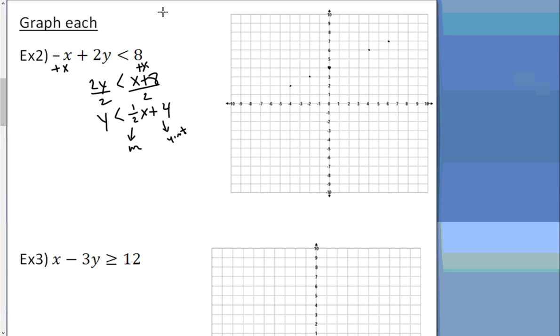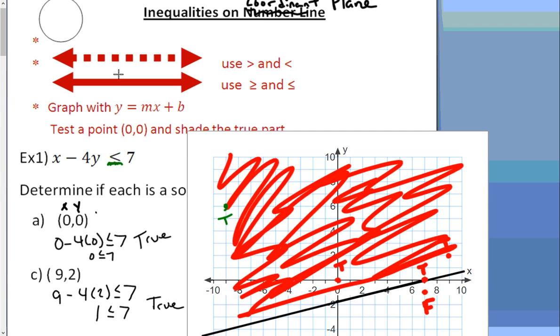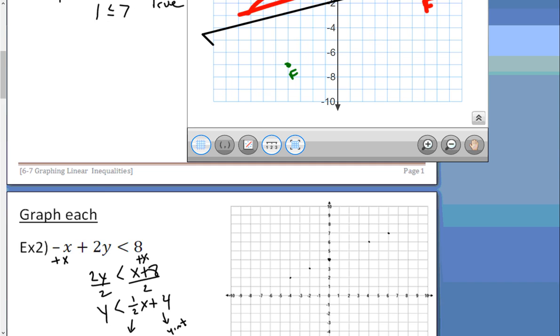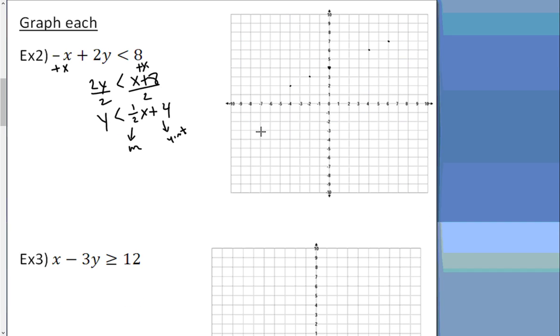Now, got to be careful here. Is it a greater than or equal, less than or equal, or is it a less than or greater than? It's a less than sign. So remember what we said at the beginning of the lesson. If it's less than or greater than, we use a dotted line. If it's greater than or equal, less than or equal, we use a solid line. So we're going to use a dotted line going through there and going this way. Okay?